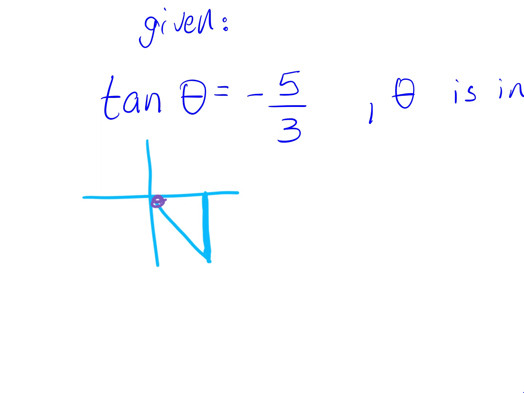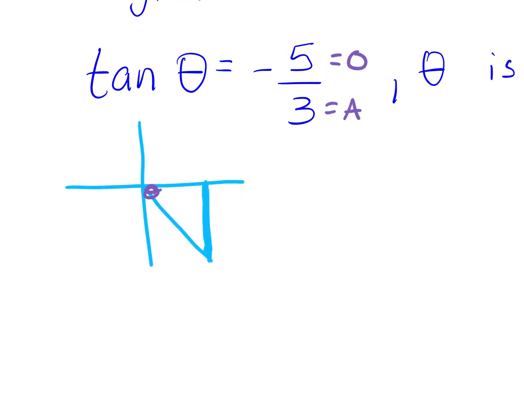Now tangent is what over what? Opposite over adjacent. So I'm going to ignore the negative for now, but my opposite of theta is going to be 5, and my adjacent is going to be 3. Now, does the negative go with the 5 or with the 3, looking at where we are on the coordinate plane? The 5, because we went down on the y-axis, so that means the y is negative.